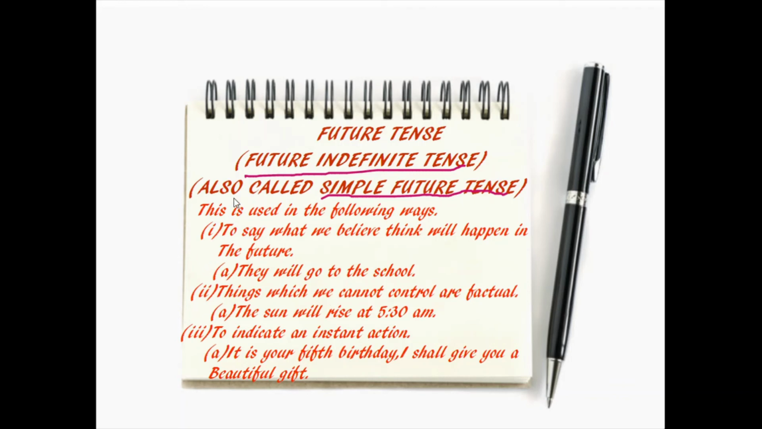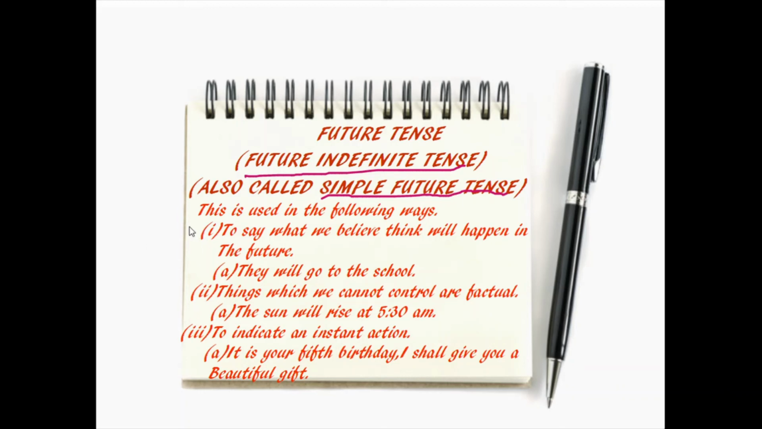The first one is to say what we believe or think will happen in the future. For example, they will go to the school. So what do we believe? They will go to the school. We think this will happen in the future, that they will go to the school.